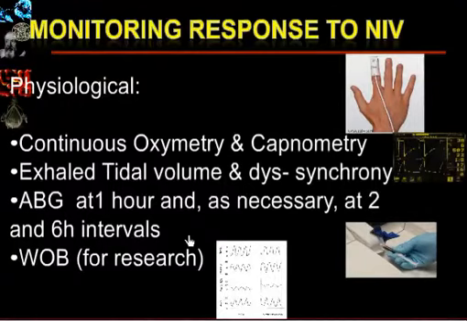I put there for research, even though nowadays probably there will be new applications due to the fact that there is going to be introduced in the market a new type of NG tube that can allow the feeding of these patients and at the same time measurement of esophageal and gastric pressure.